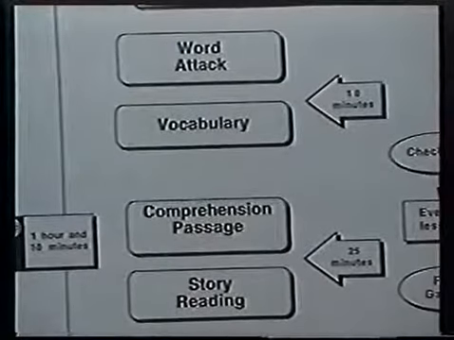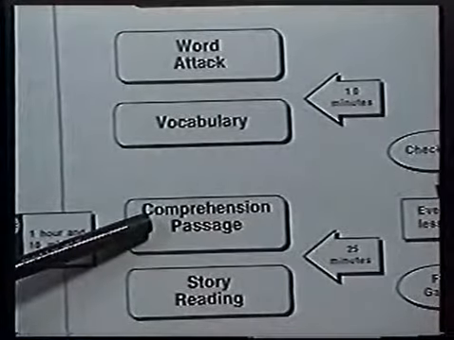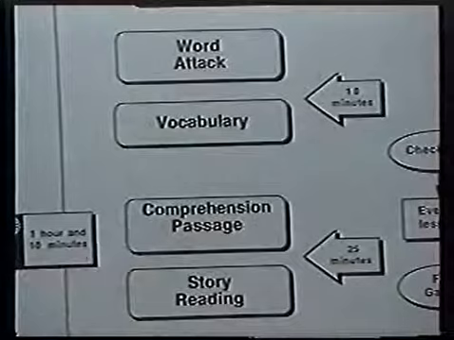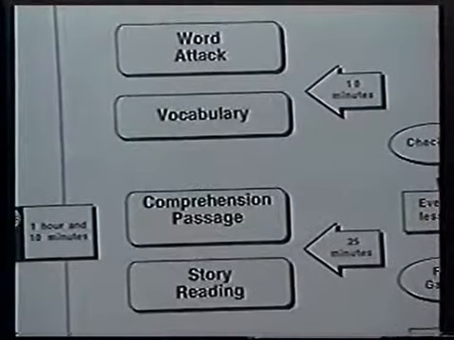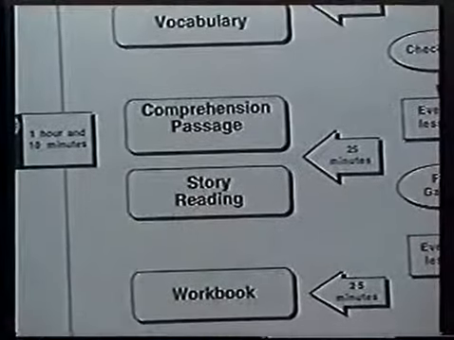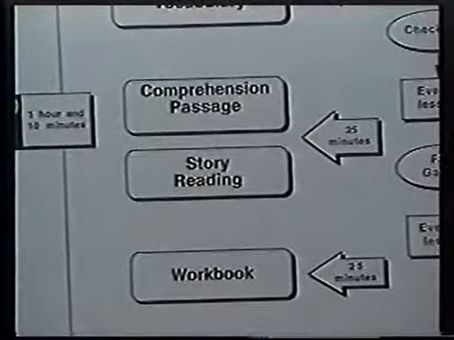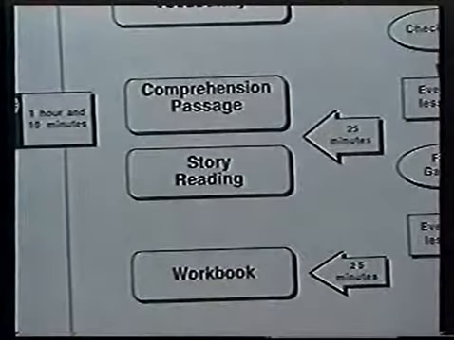workbook exercises. Next, in mini lessons, you direct students through a comprehension passage, which introduces concepts that will appear in the story. You also direct students through oral reading on the main story and ask comprehension questions indicated in the script. The comprehension passage and main story reading will take approximately 25 minutes to complete.